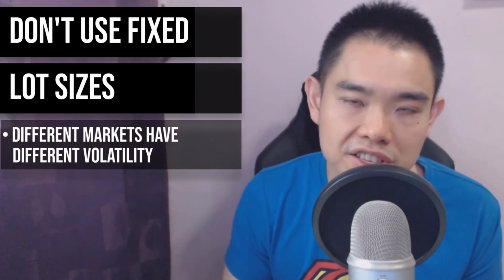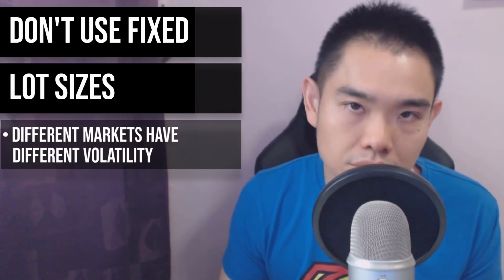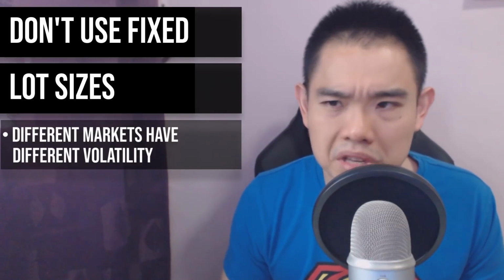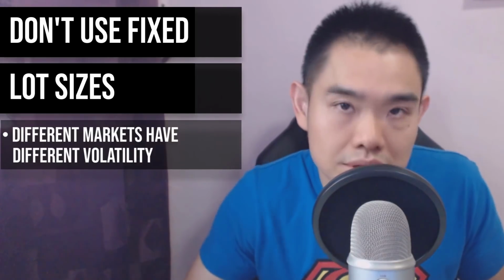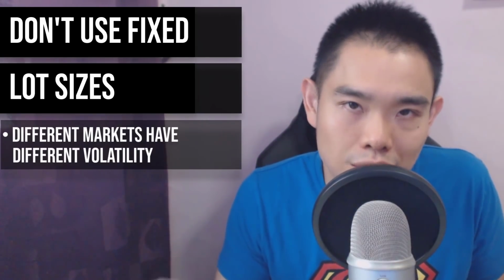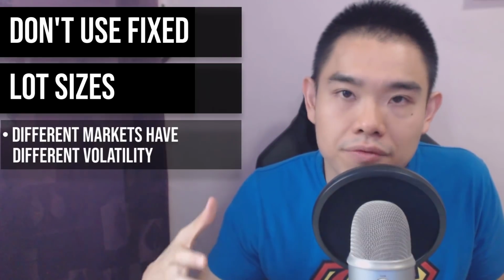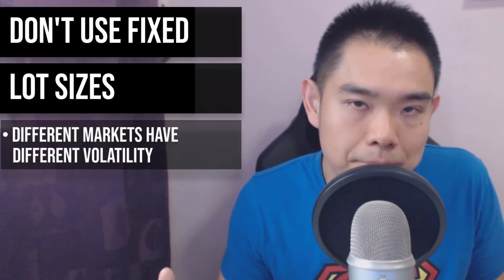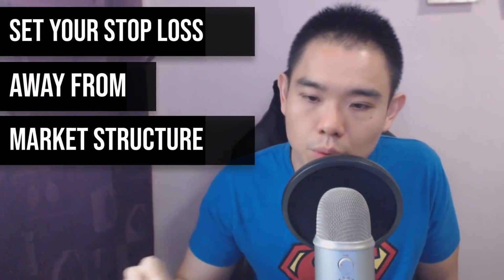So if you use, for example, one mini lot on every single trade, what's going to happen is that sometimes your losses might be $200. Sometimes it might be $1,000 and you're not sure why. And that's precisely why, because you're using a fixed lot size for different pairs, with different volatility, with different pip values, etc. The 4th thing, set your stop loss away from price structure.